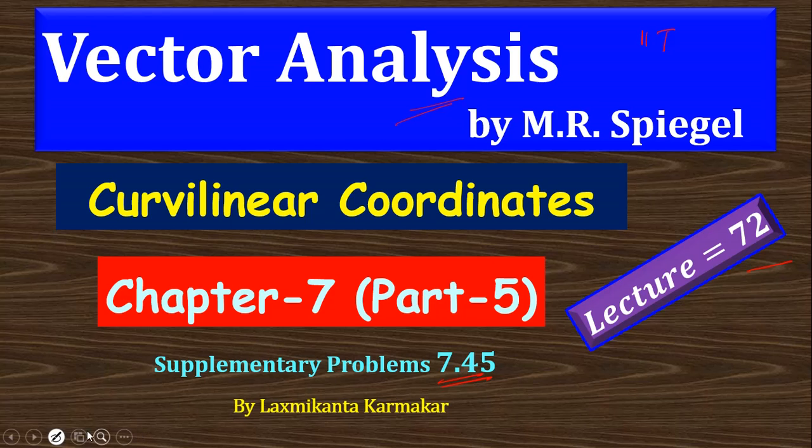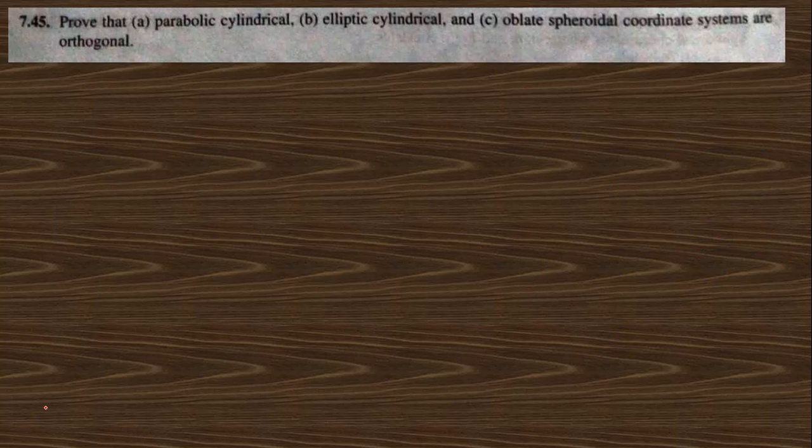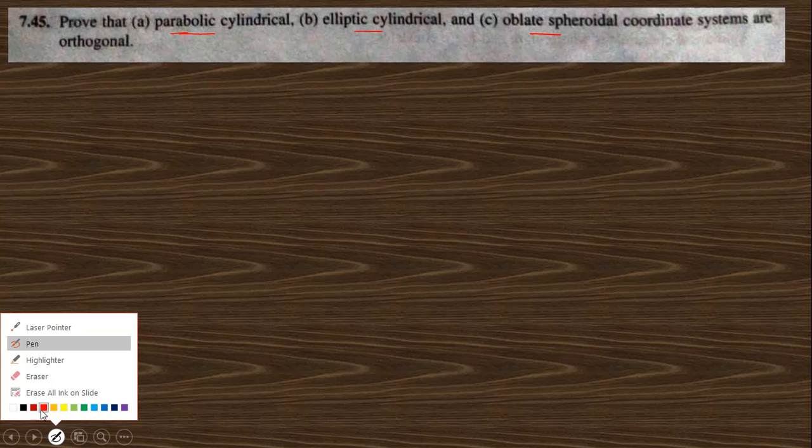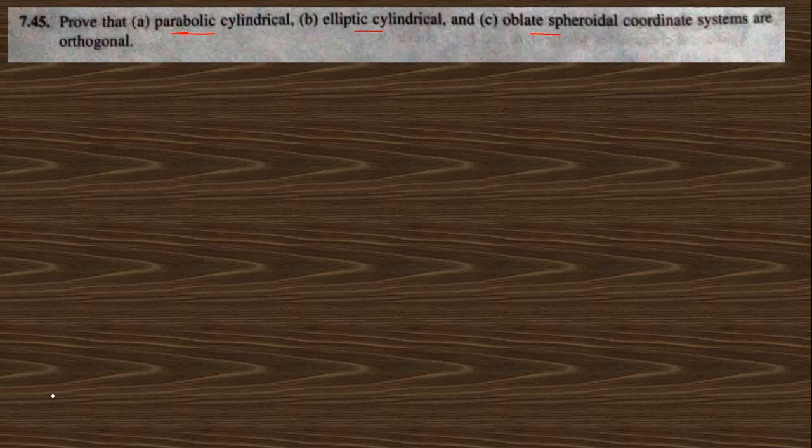So let's start with problem 7.45, which says: prove that (a) parabolic cylindrical, (b) elliptic cylindrical, and (c) oblate spheroidal coordinate systems are orthogonal. To prove orthogonality, you need to find the unit vectors along the curves, and the unit vectors must be perpendicular to each other. This is what we need to prove.